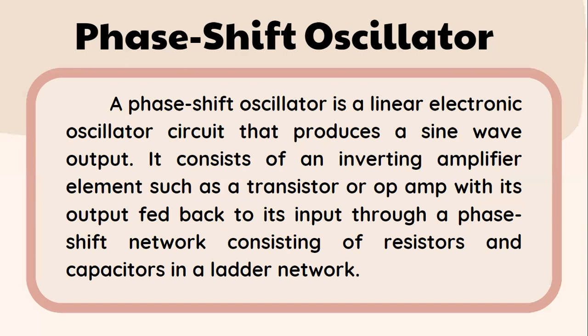So kung kanina, dun sa ating Wien bridge, nagko-consist siya or nagko-comprise siya ng 4 resistors and 2 capacitors. So dito naman, nagko-consist siya ng resistors and capacitors in a ladder network, tsaka an amplifier element such as a transistor or an OP amp.